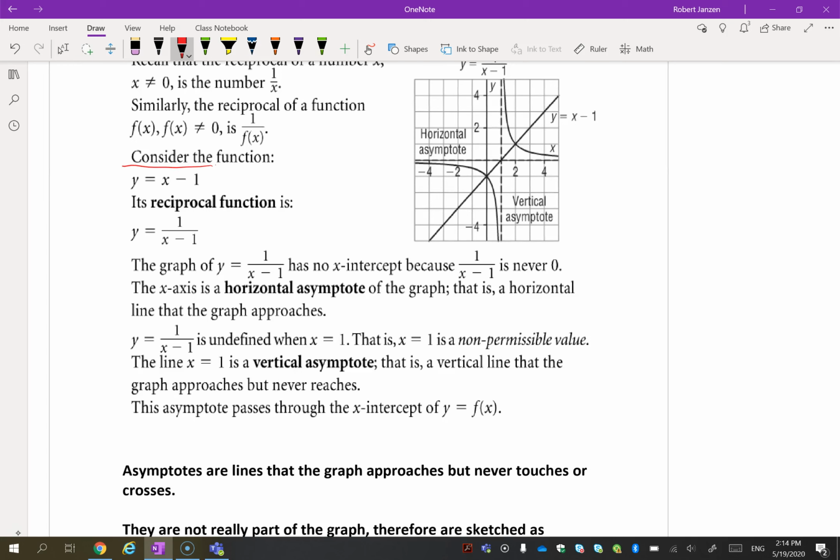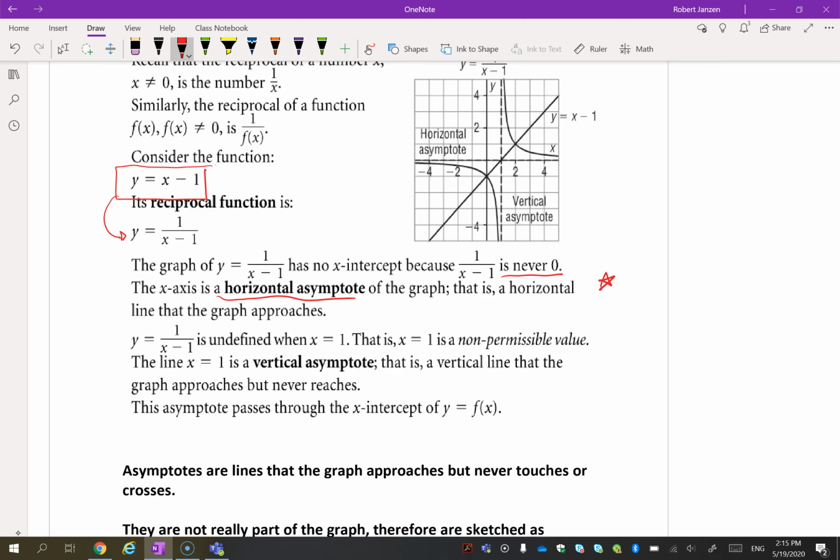Here you have y equals x minus 1. If I take the reciprocal, it's going to be 1 over x minus 1. A couple of key points. The graph of y equals 1 over x minus 1 has no x-intercept because 1 over x minus 1 is never 0. So there is a horizontal asymptote.